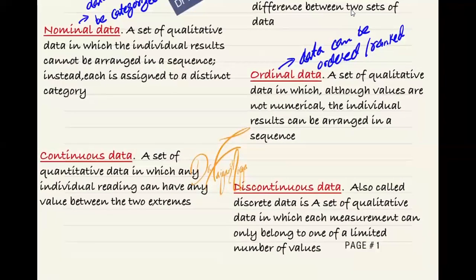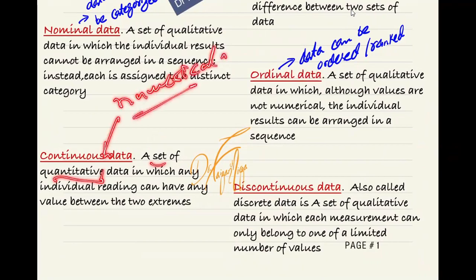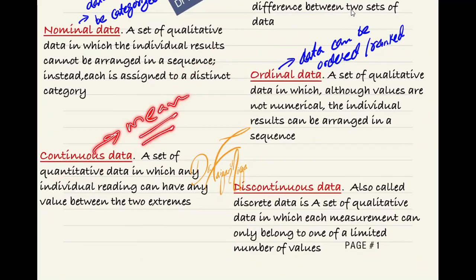Now coming to continuous data and discontinuous data. Continuous data means a set of quantitative data. This is quantitative, something which is numerical, dealing with numbers. These numbers, of any individual region, can have any value between the two extremes. So that's continuous data. Whenever we have continuous data, we can calculate the mean, because all the values can be added up and divided by the total number of values to get the mean. Discontinuous data, on the other hand, is also called discrete data.